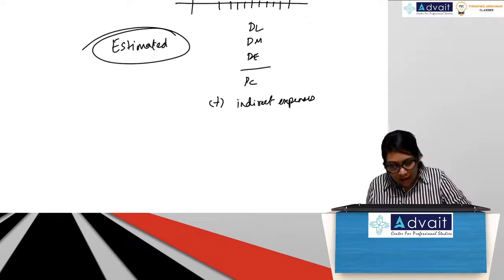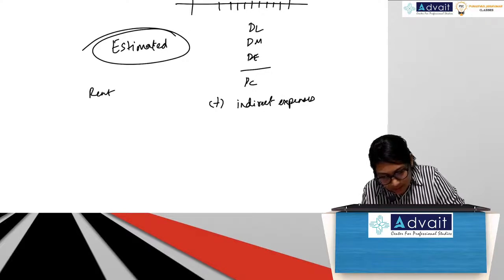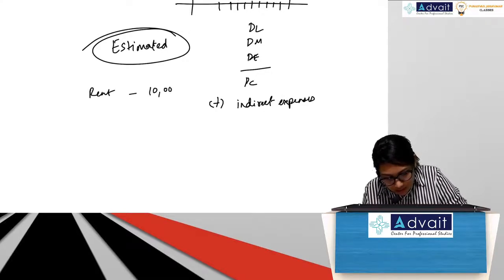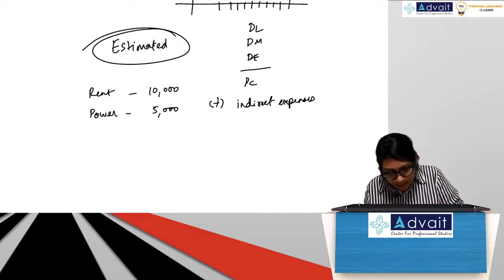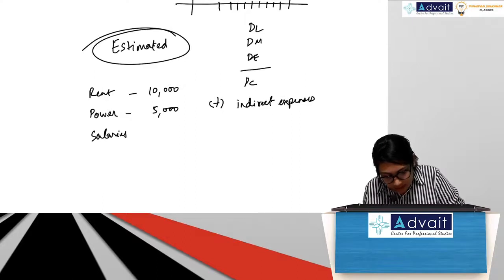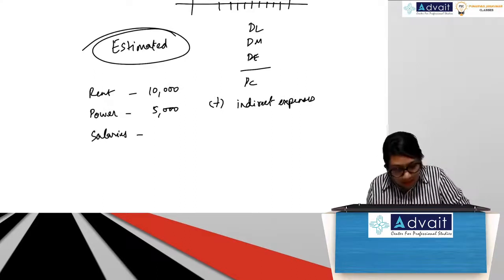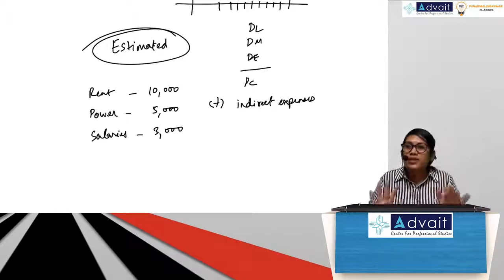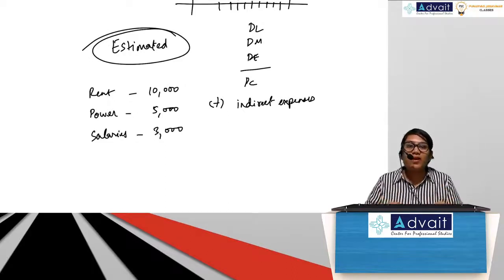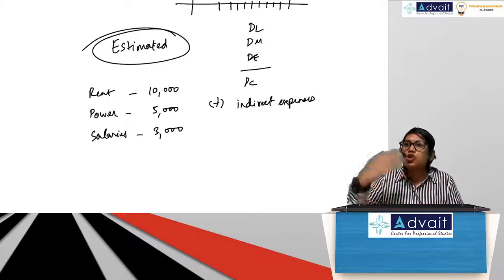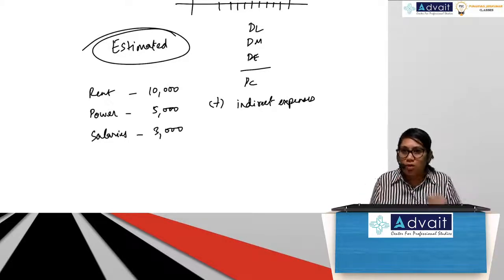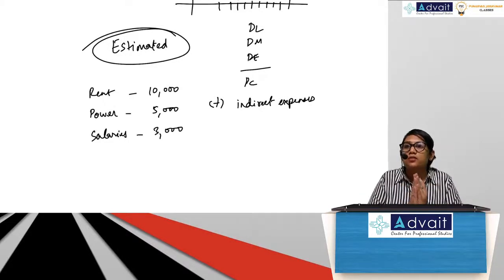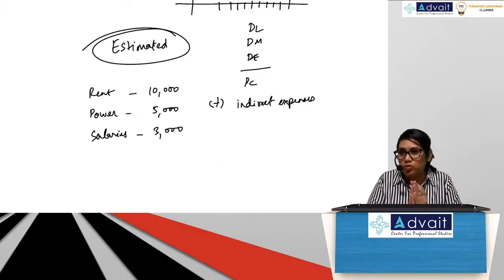Okay. So now let's say we have rent, 10,000. We have power, let's say 5,000. We have, let's say, salaries of indirect laborers, say 3,000. Now all these expenses I have estimated. I don't know. Based on past trend, I feel this much will be the expense in the whole year. I have estimated it. Now what do I do?